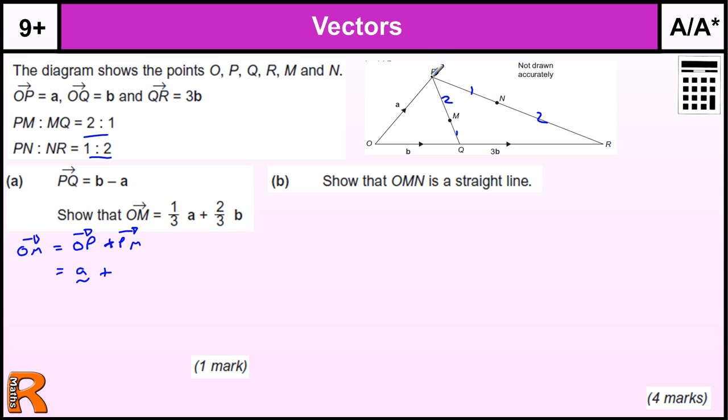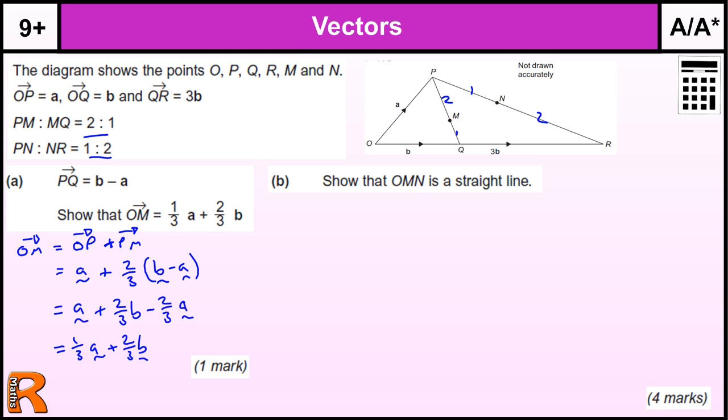P to M is going to be 2/3, because this is 2/3 of the way along PQ. We're told what PQ is, so it's 2/3 of PQ, which is B minus A. If I multiply that out, I get 2/3 B minus 2/3 A. Be careful with that minus. And then we've got A minus 2/3 A, which is 1/3 A plus 2/3 B. And that's the first mark. We're showing that. Now that's going to help you in the second part.